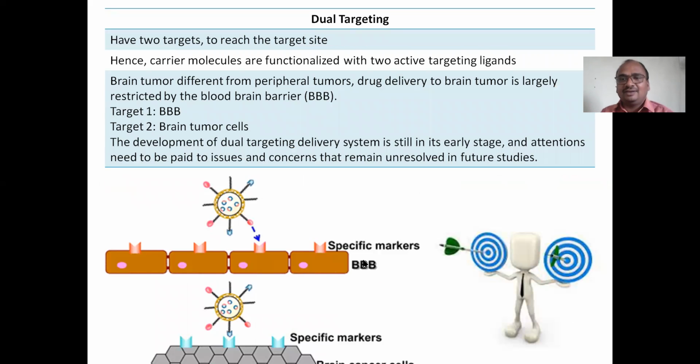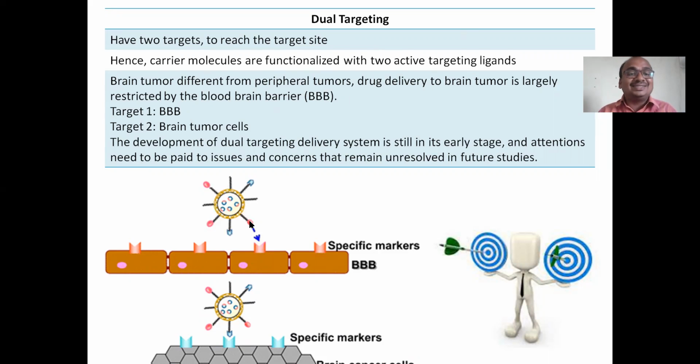And dual targeting. In dual targeting, you have 2 targets, target 1 and target 2. See, blood-brain barrier cancers, cancer which is present inside the brain. It was a problem. What is that problem? In dual targeting, keep in your mind, we have 2 targets to reach the target site. Hence, carrier molecules are functionalized. See here, this is a carrier. This carrier we are functionalized with the 2 activity.